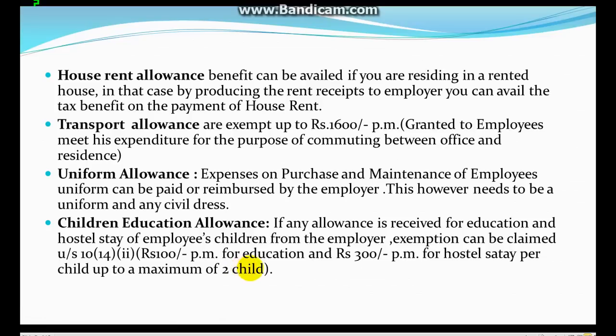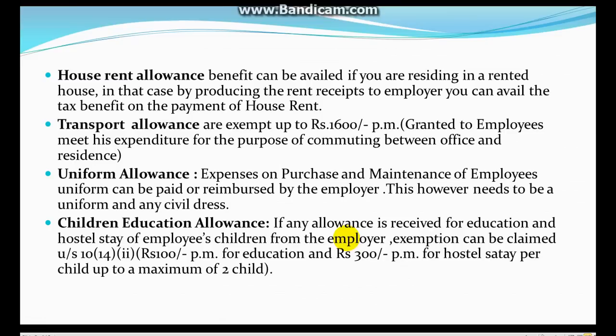Then moving on to a very important allowance, which is children education allowance. If any allowance is received for education and hostel stay of the employee's children from the employer, exemption can be claimed under section 10(14)(ii), which is rupees 100 per month for education and 300 per month for the hostel. But there is a limit on the maximum number of children, which is 2 children. You can avail this exemption for 2 children.